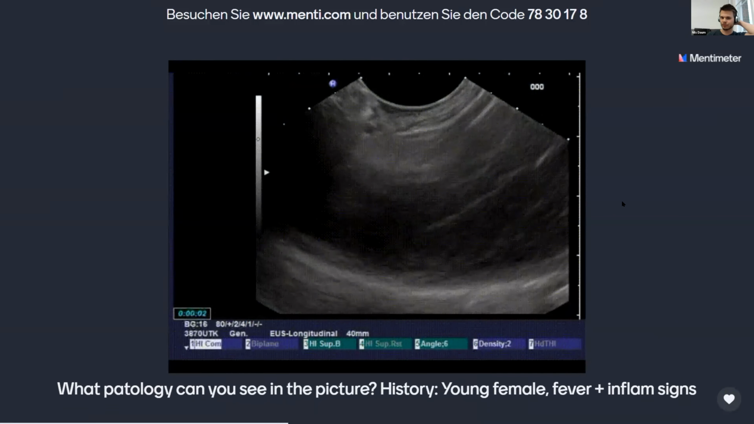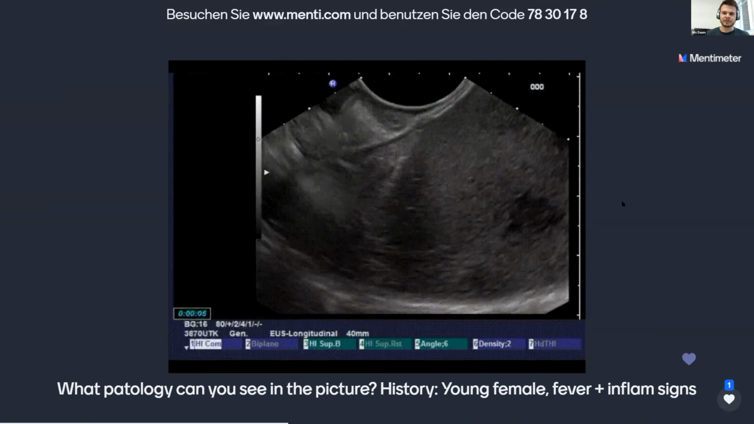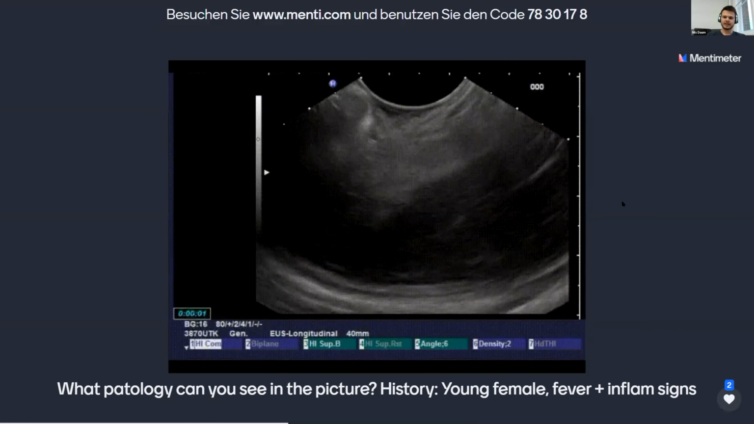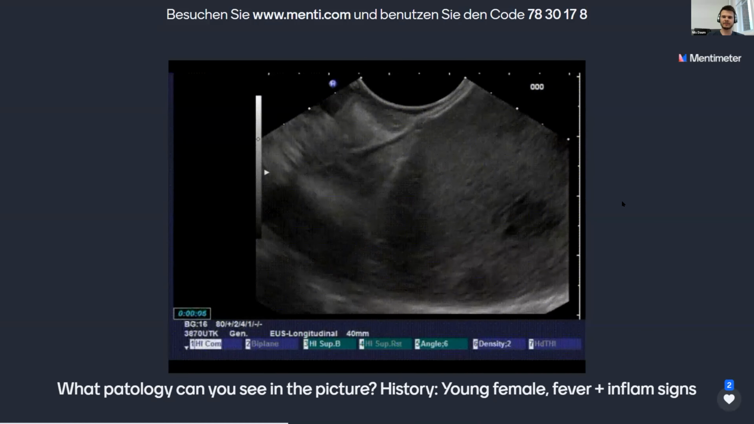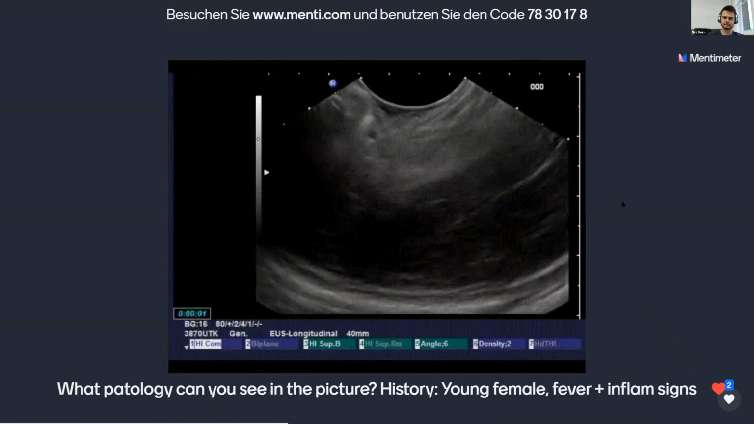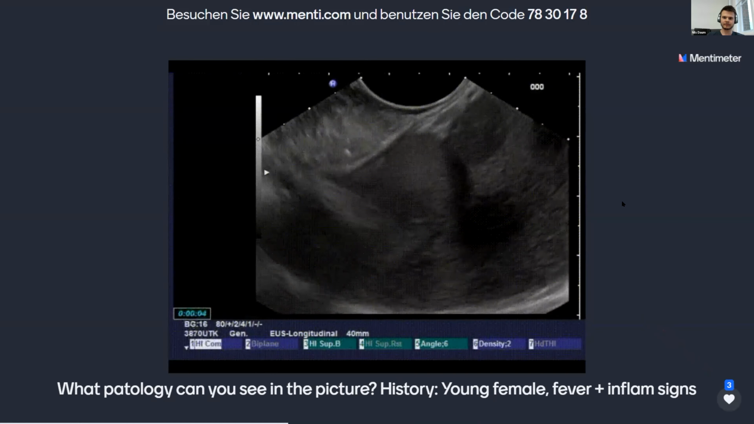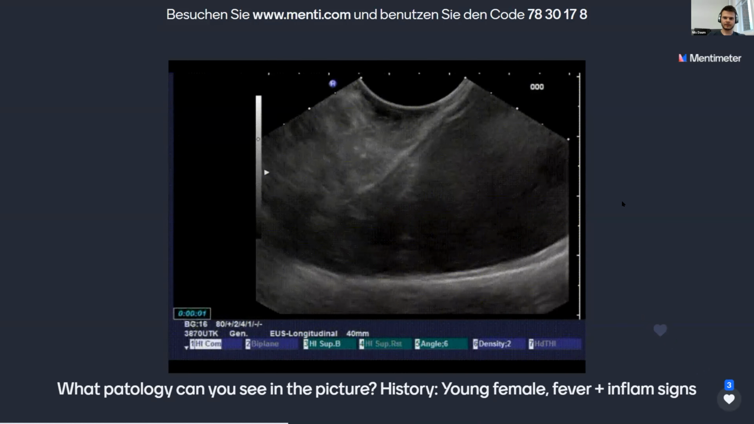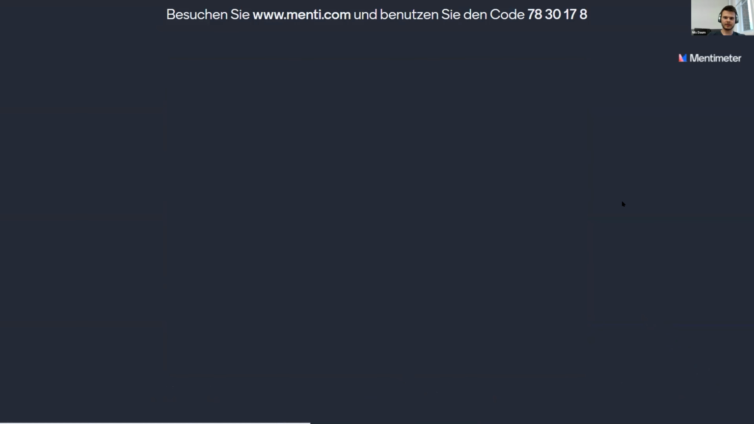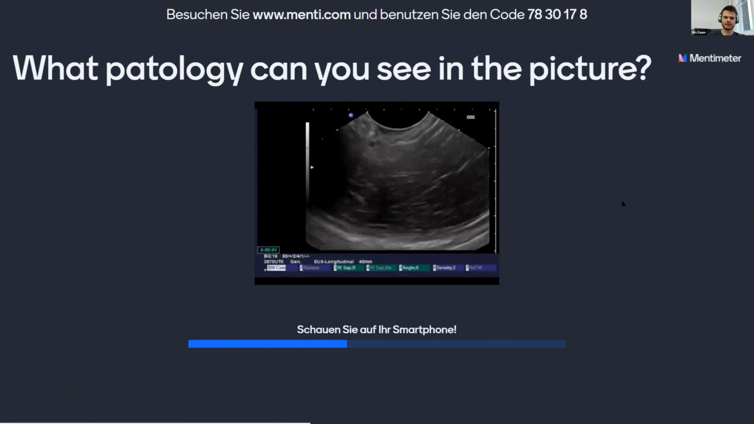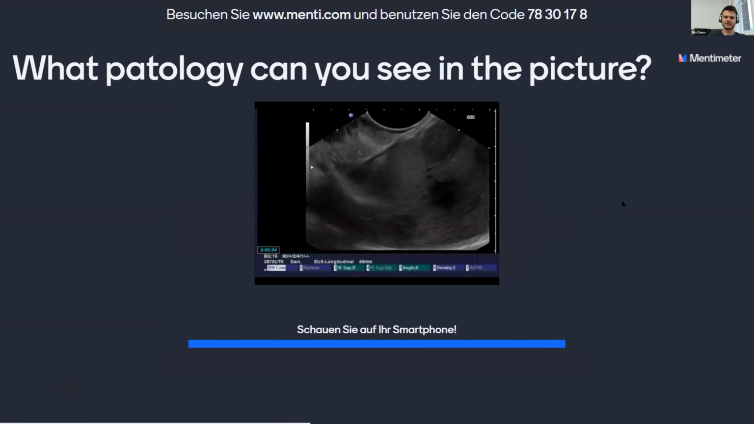Okay, so we have a moving picture here. And the question is, what pathology can you see in the picture? History is a young female with fever and inflammation signs. We also have some other pictures here. So what pathology can you see in the picture?